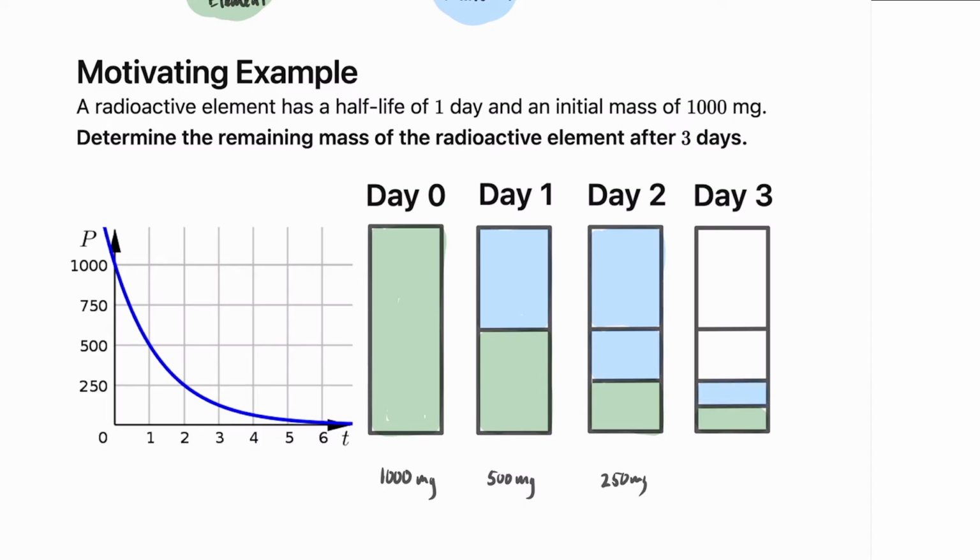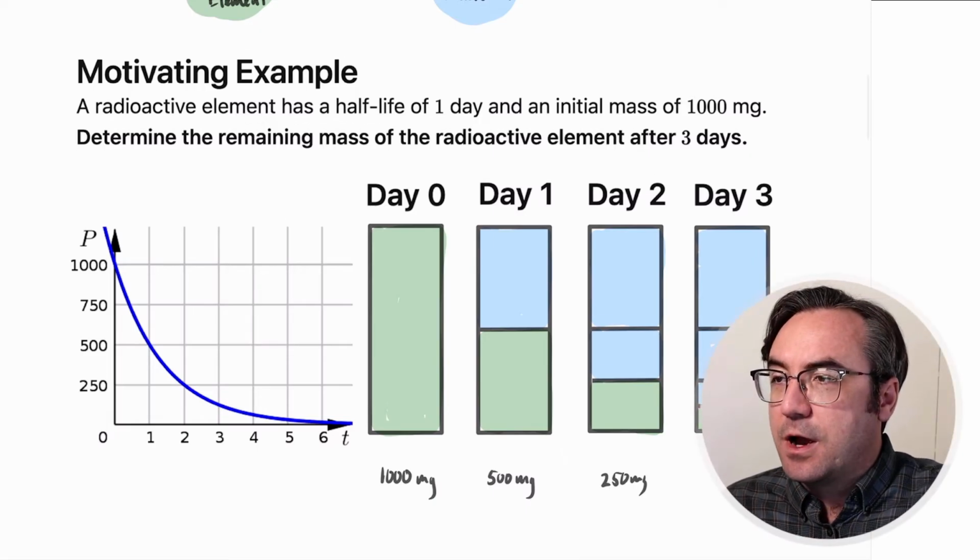The other half decays to some new material. And then we still have our other material from the previous day and the day before that. Maybe this is doing something else, but this is not our radioactive sample. This is no longer our radioactive sample. This is not either. All right, so how much do we have left at this point?